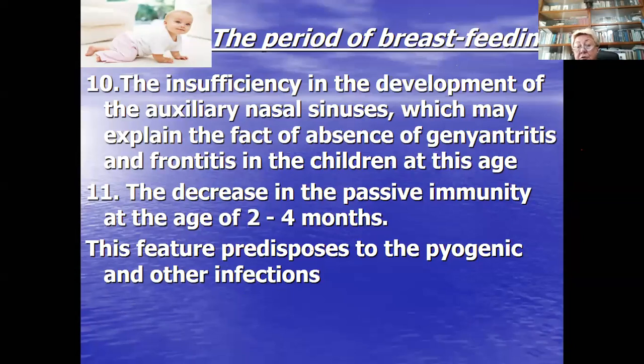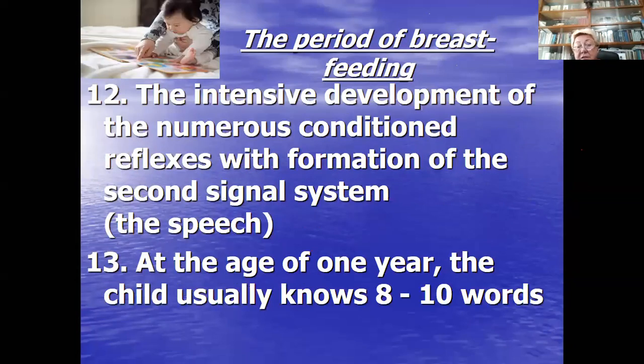at the age of 4 months is evident, and this feature predisposes to pyogenic and other infections. In this period, we can see the intensive development of numerous conditioned reflexes with formation of the second signal system, so speech, and at 1 year a child usually knows 10 words.